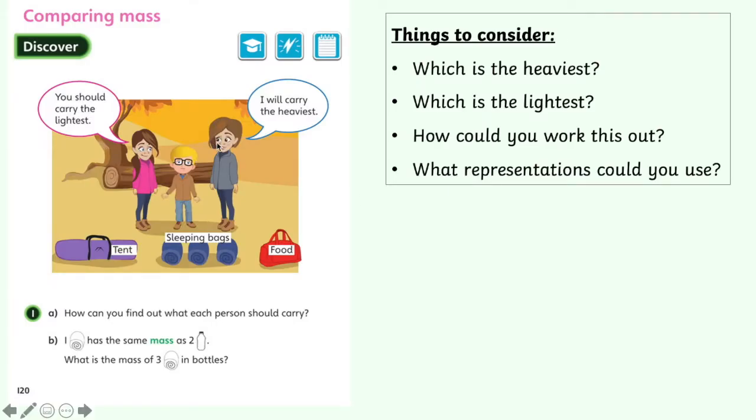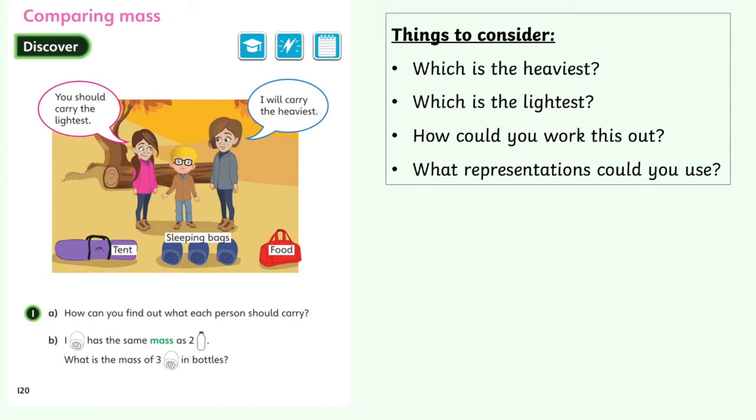Okay, so we've got a family here going on a camping trip. You can see that they've got a tent, some sleeping bags, and some food. Mum's saying, I will carry the heaviest. And Big Sister is saying to the little brother, you should carry the lightest. In question 1a, you are asked, how can you find out what each person should carry? Now, you don't need to work this out exactly. You just need to think about how you could find out what each person should carry. How are you going to work that out?